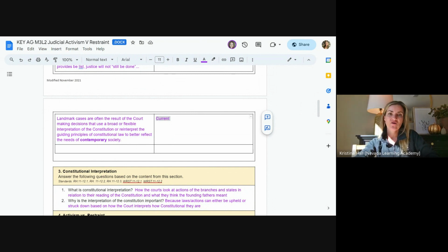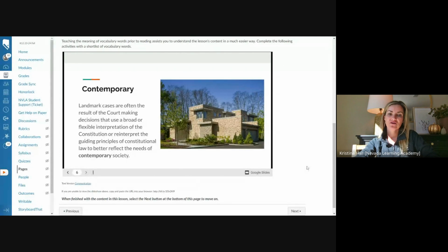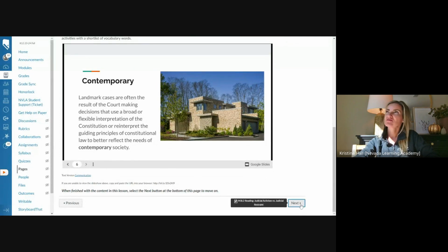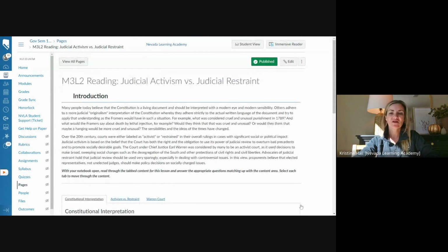We're going to jump back over into Canvas, and we're going to go to the next page. Oh, the sun is coming through at just the wrong angle, really bright.